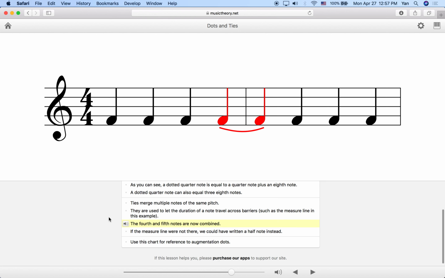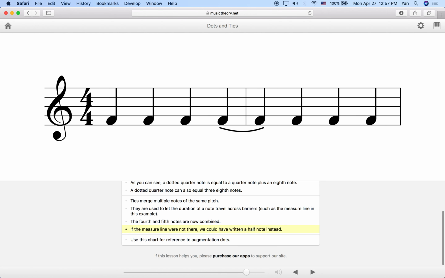So basically, if there had been no bar line there, or if we had had a different time signature, we could have written a half note there, like I mentioned before.